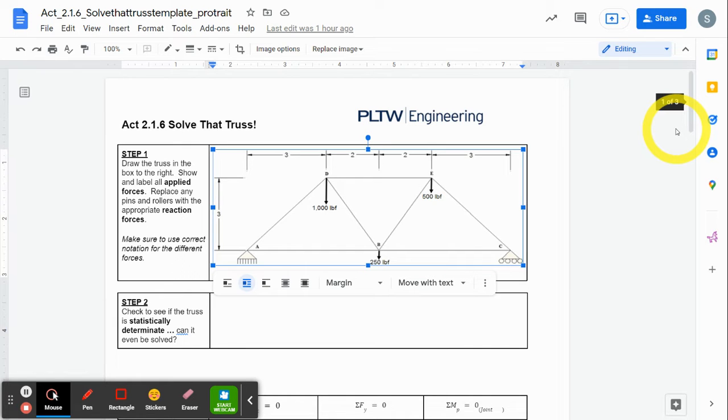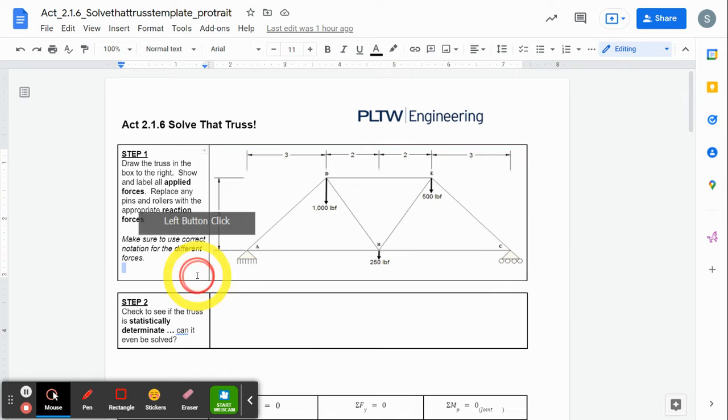So, if I click here and hide that, you'll see this is the truss they give us. We have points A, B, C, D, and E, and we're given three forces that are pointing in the downward direction. Force of D is a 1,000-pound force, which is shown right here where my cursor is. Force of B is a 250-pound force, and then force of E is a 500-pound force.